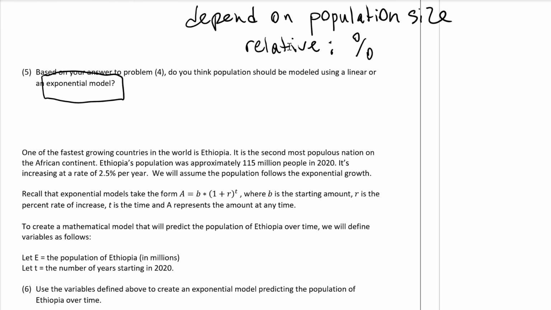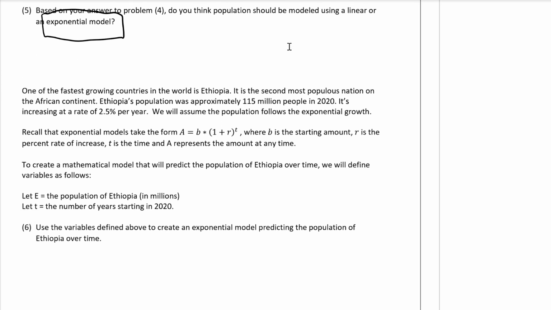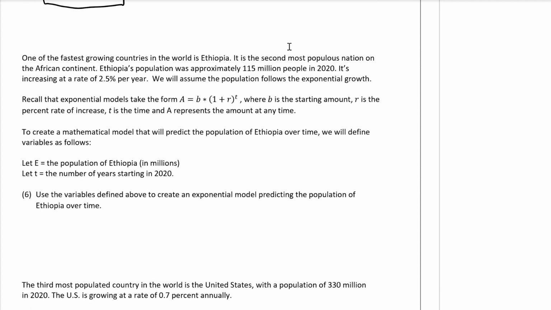All right, so we're going to look at one of the fastest growing countries in the world. It's Ethiopia. It is the second most populous nation on the African continent, and its population was about 115 million in the year 2020. And the rate at which it's increasing is 2.5%. That means yearly. It says per year. Now we'll assume, for the sake of this situation, that the population will continue growing at that same rate, and therefore it will follow exponential growth.